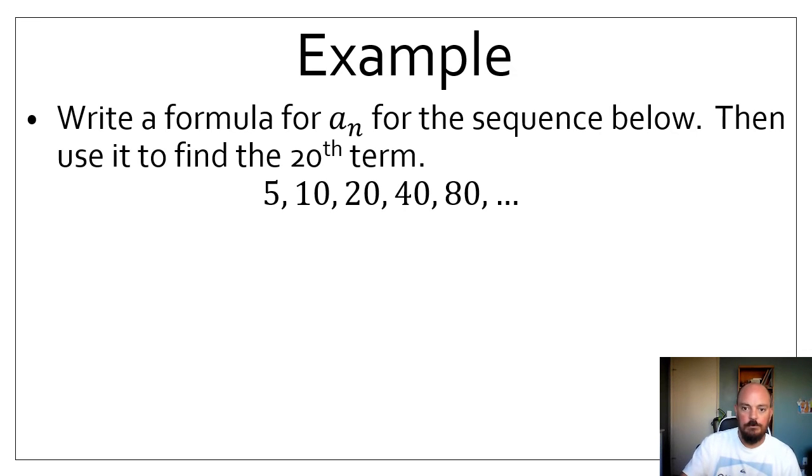That was not working. Oops. Okay, there we go, that's better.